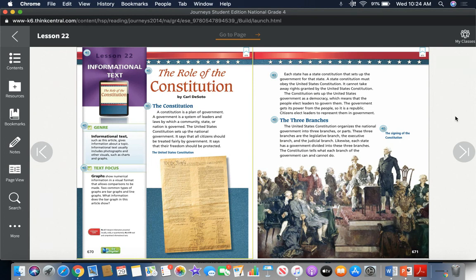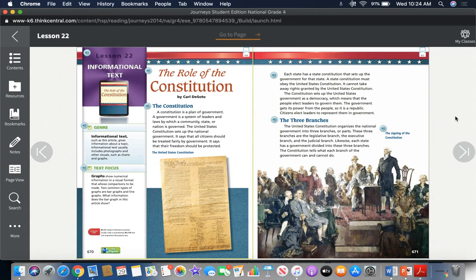The Constitution sets up the United States government as a democracy, which means that the people elect leaders to govern them. The government gets its power from the people, so it is a republic. Citizens elect leaders to represent them in government.